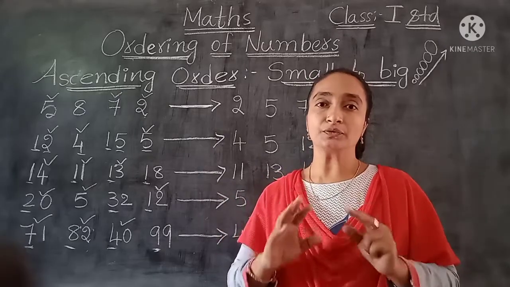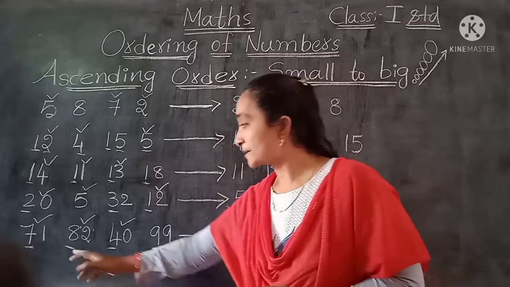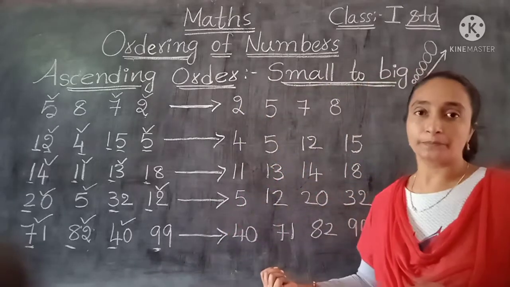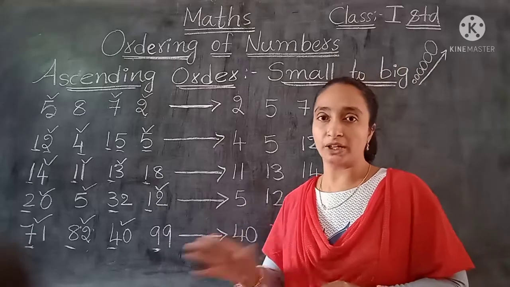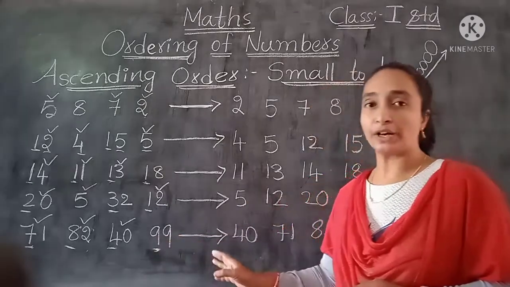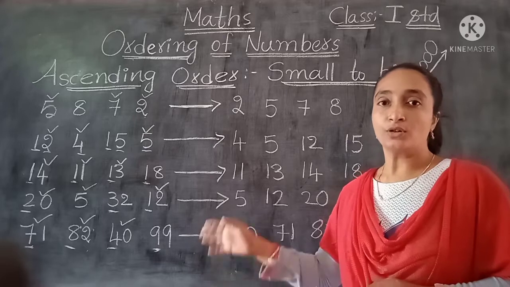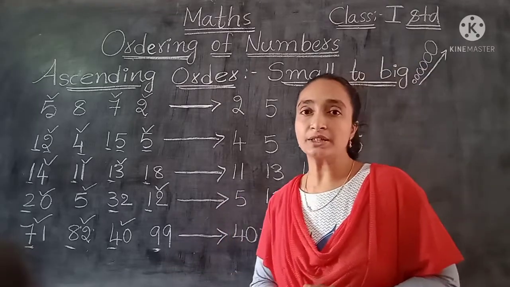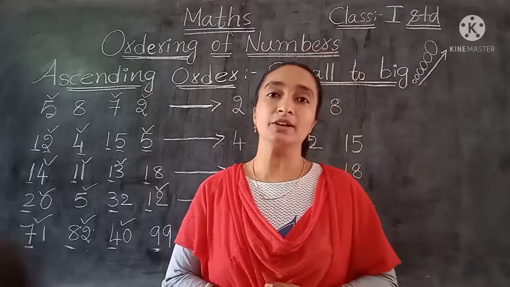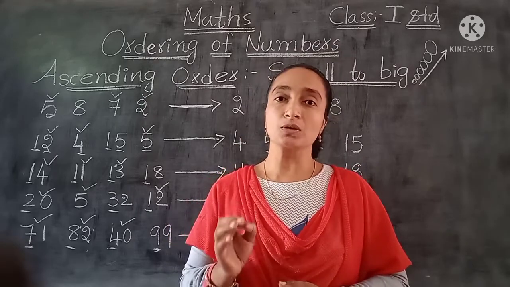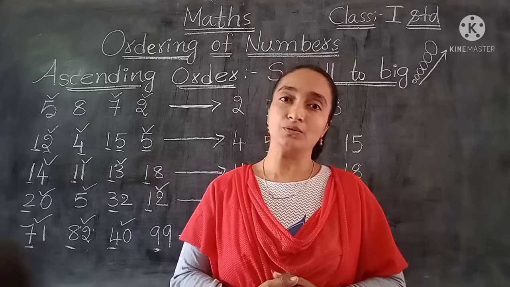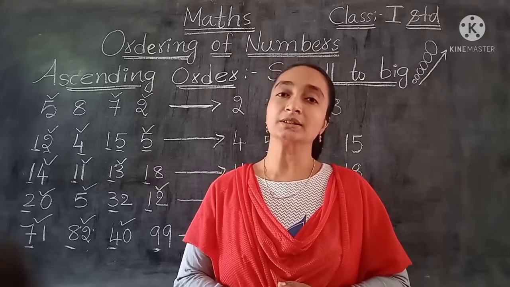If the tens place are different, then no need to go to the ones place. In the tens place only we can differentiate, so easily we can find out which is the small number. Okay, so here we have completed, children, the topic ascending order. So all of you complete in your books slowly and neatly the given basic worksheets. Okay children. Thank you.